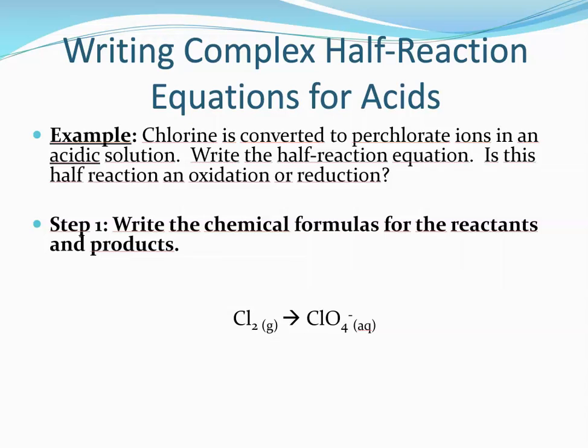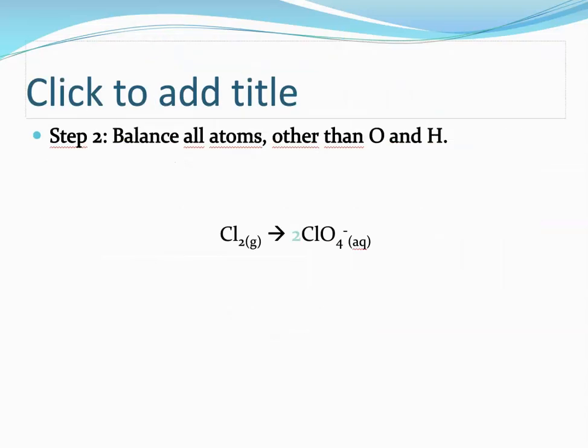The first step involved is writing the chemical formulas for the reactants and products. At this step, we don't expect the equation to be balanced. We're just figuring out what the reactants and products are. In step 2, all of the atoms, with the exception of oxygen and hydrogen, are balanced.